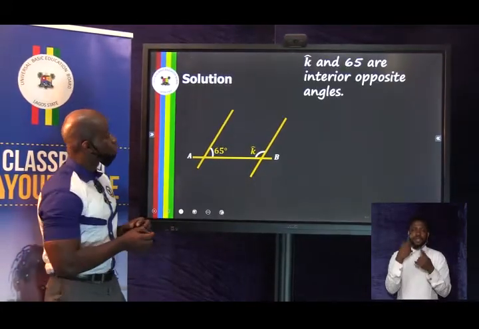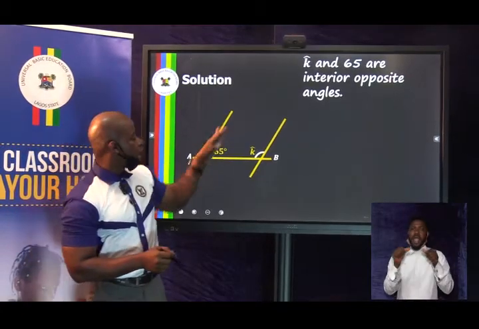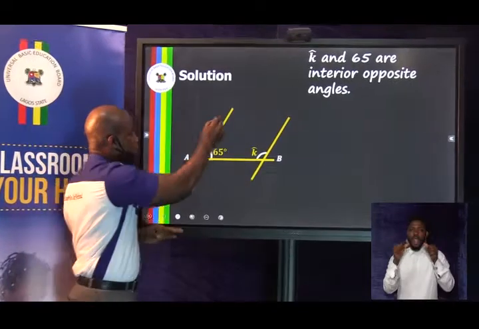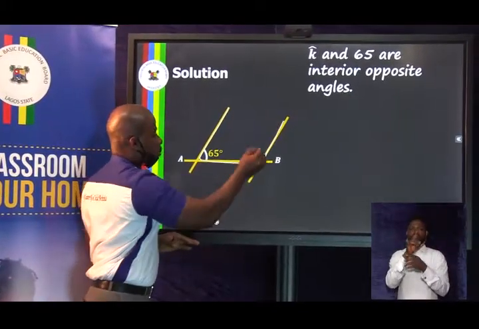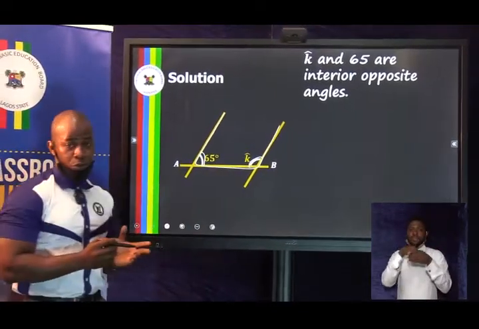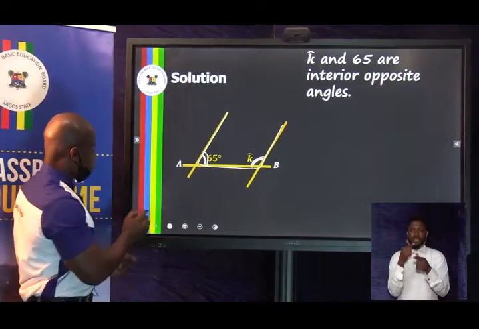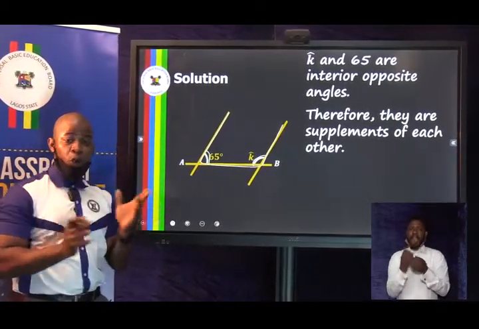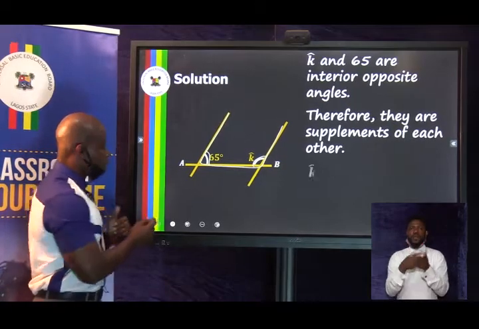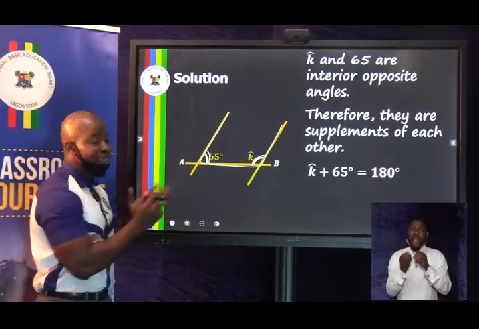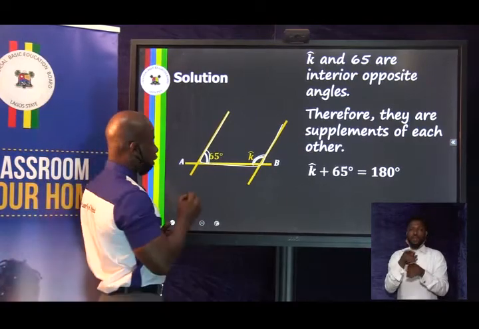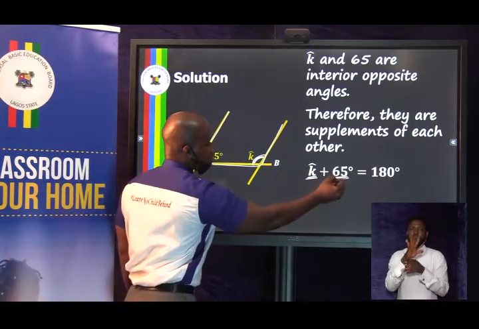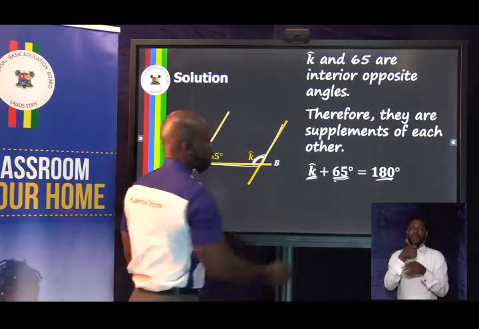Now let's try and solve this. As I have said earlier, angle K and 65 degrees are interior opposite angles. This is the U, and both of them are inside the U. Then that means that they are supplementary, or they are supplements of each other. And what that means is that if we add them together, we will get 180. As you can see, angle K plus 65 degrees must give us 180 degrees.